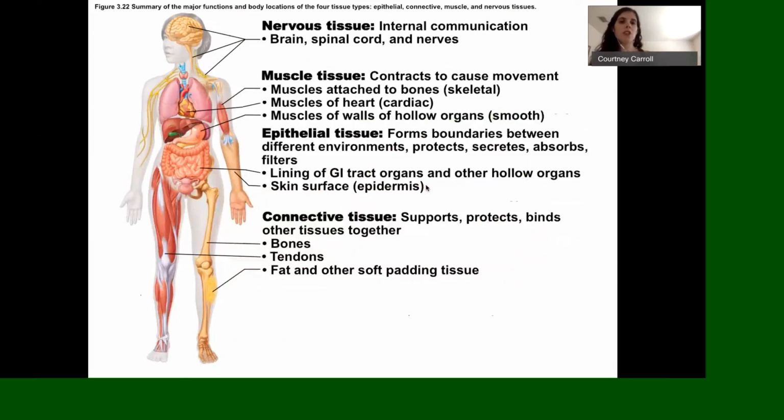Okay, so in general, we've talked about the four major tissue types, what they are, where they're found, structures, the functions. So you want to think about what makes each of these tissue types different, and then the subtypes within it.